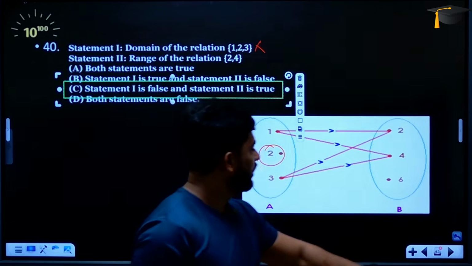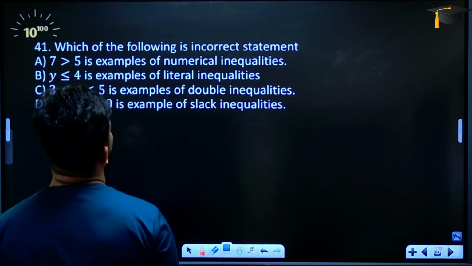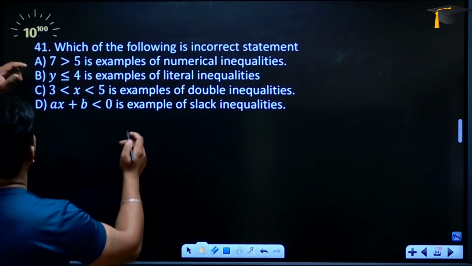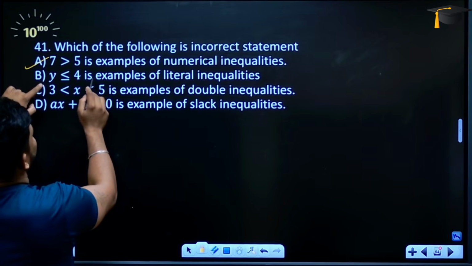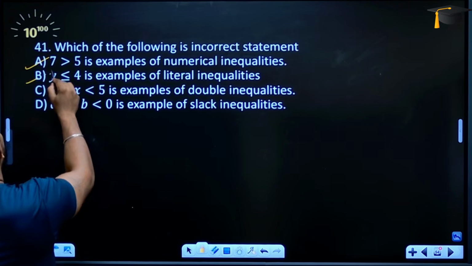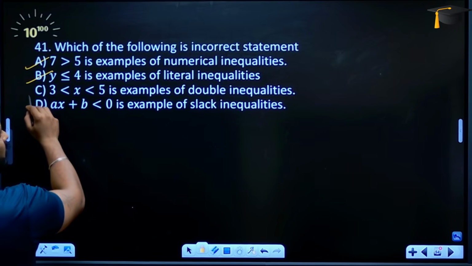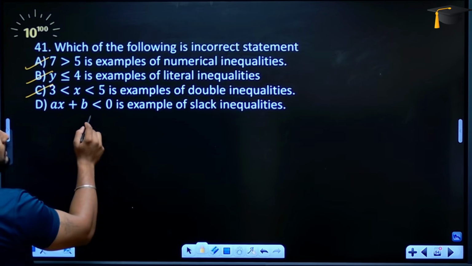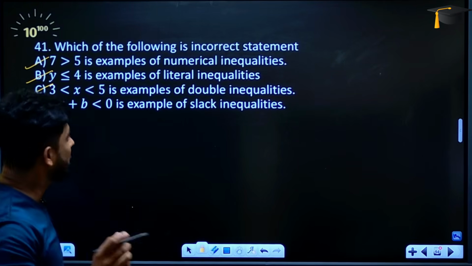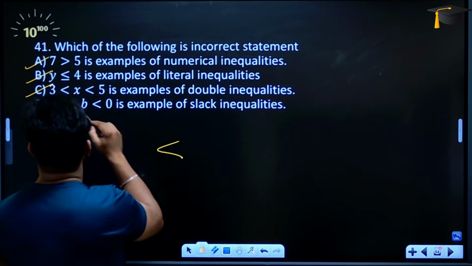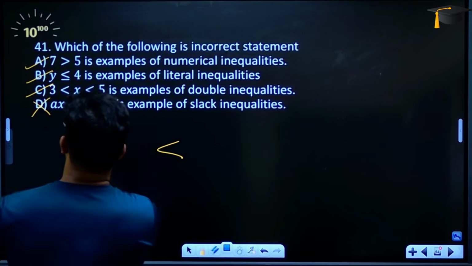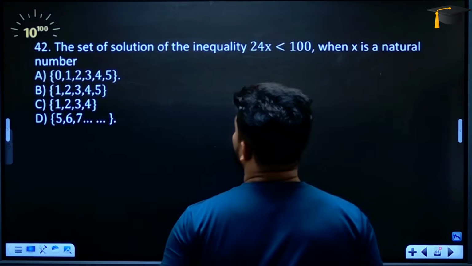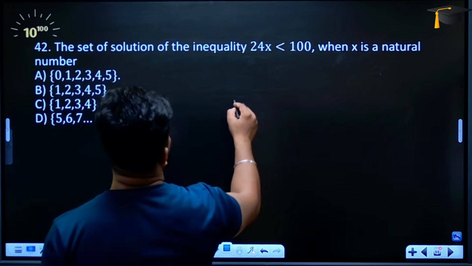Next. Which of the following statements is incorrect? Observe this. 7 greater than 5, that is correct. Next, y less than or equal to 4 is the example of double inequality? Correct. 3 less than x can be in between, double inequality, correct. x less than y is the example of slack inequality. It's not actually slack, it's actually strict inequality. So option D is the wrong statement, but here in this case it is the correct answer. So option D.